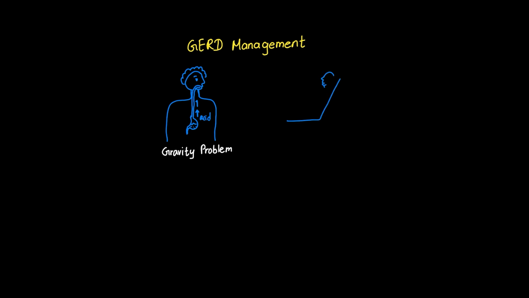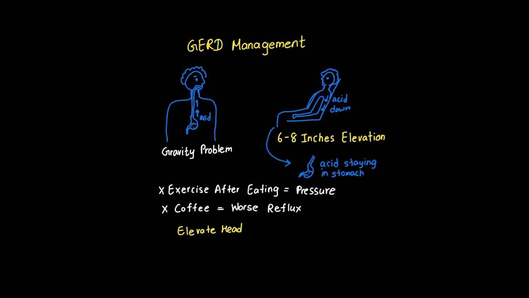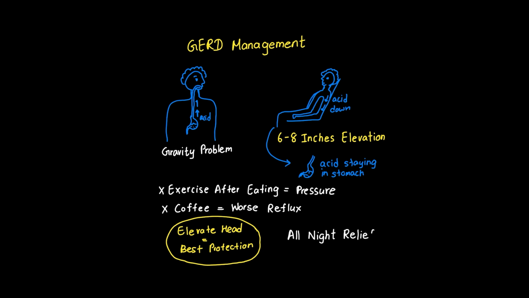GERD lifestyle modifications work by addressing the mechanical factors that allow acid reflux. When lying flat, stomach acid easily flows backward into the esophagus due to gravity. Elevating the head of bed 6 to 8 inches uses gravity to keep acid in the stomach where it belongs. This simple position change significantly reduces nighttime reflux when the lower esophageal sphincter naturally relaxes. Exercise after meals increases intra-abdominal pressure, forcing acid upward. Coffee relaxes the sphincter and stimulates acid production, worsening symptoms. The elevated sleeping position provides continuous protection throughout the night.